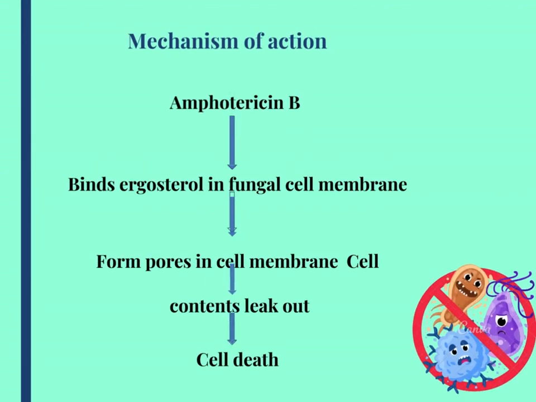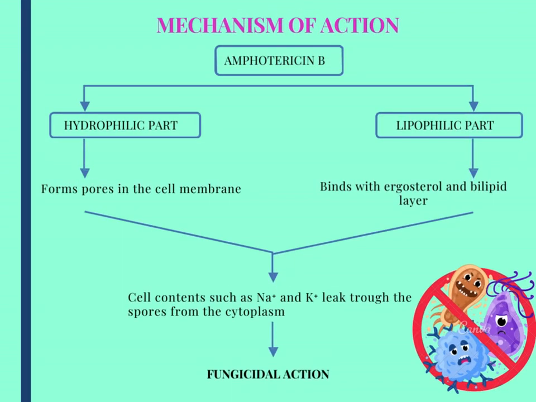Mechanism of action. Amphotericin B is a broad-spectrum antifungal medication, and its mechanism of action, MOA, involves its interaction with the fungal cell membrane. Here's a more detailed explanation of the MOA of amphotericin B. Binding to ergosterol. The primary target of amphotericin B is ergosterol, a sterol component unique to fungal cell membranes. Amphotericin B has a high affinity for ergosterol.